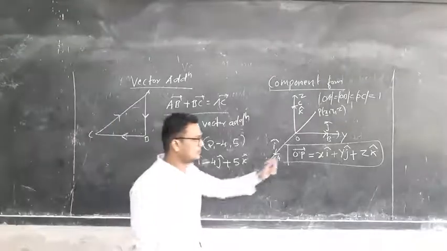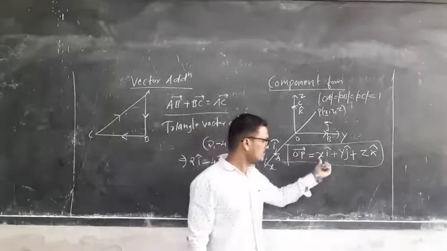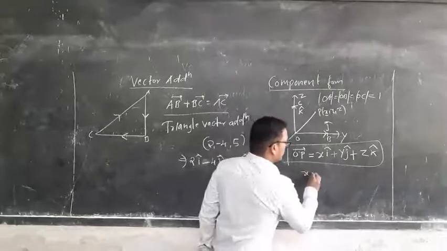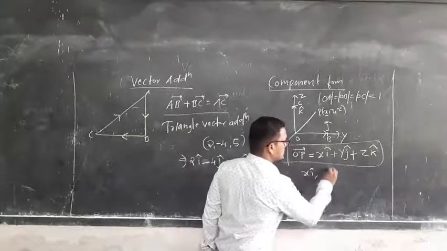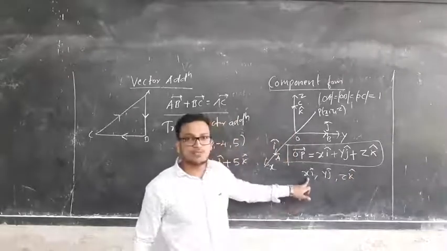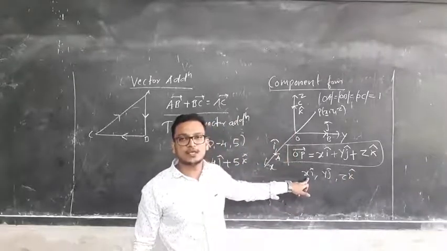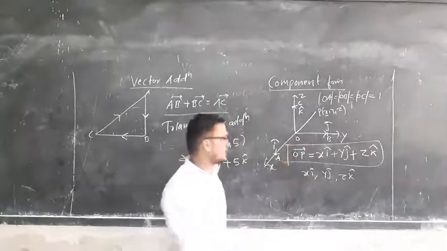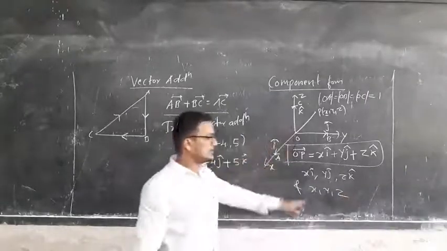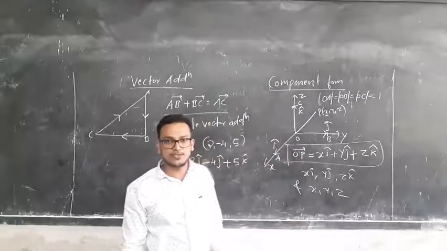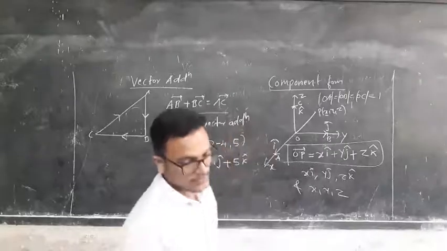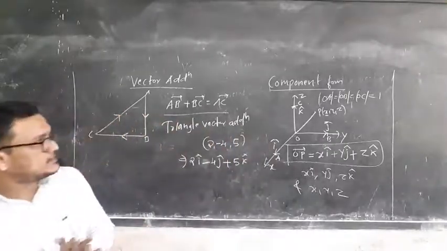Now one more thing I will explain here. In this component form, if we write only xi, yj, zk, these are called vector components. And if I write only x, y, z, then these are called scalar components.